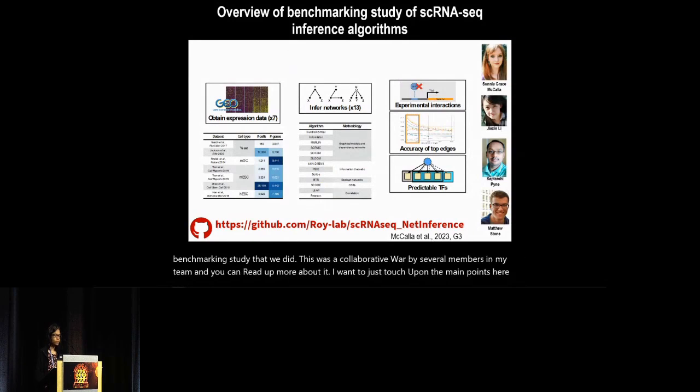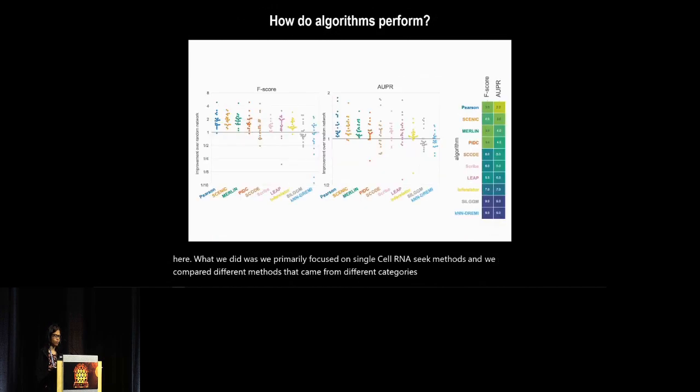Here, we primarily focused on single-cell RNA-seq methods, and we compared different methods that came from different categories, and we assessed their performance based on F-score and area under the precision-recall curve. So I said this is an unsupervised learning problem. How am I assessing this? For some cell lines, for some biological contexts, we have gold standards, but they are not perfect, so you should always take these with a grain of salt.